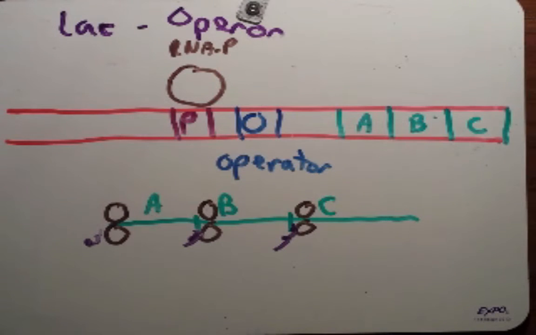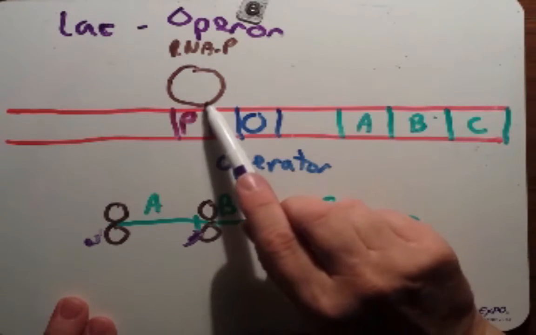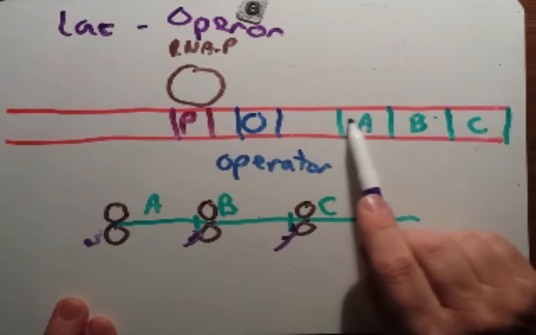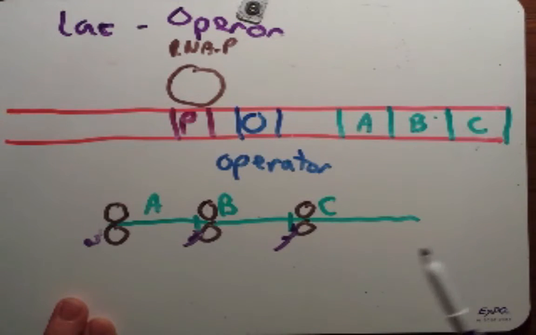And now the convenient thing about this is when you want to start metabolizing something like lactose, all you have to do is turn on one gene, and now it's going to make all 3 of these proteins.